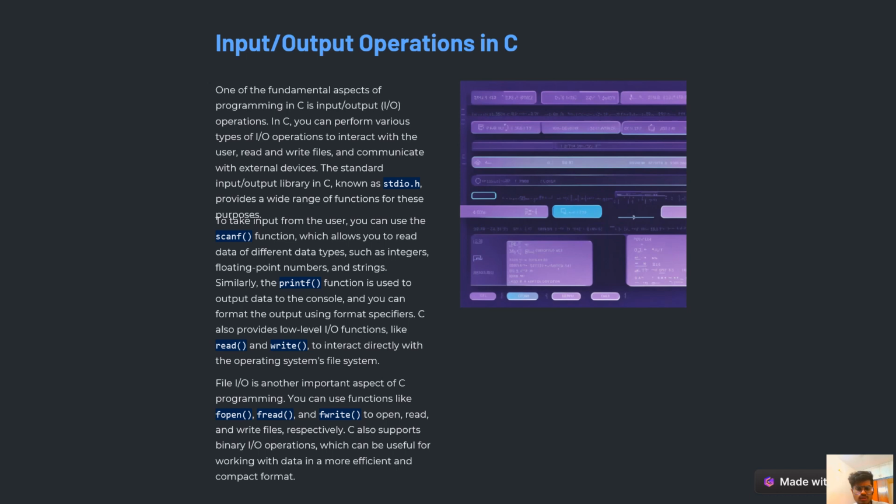File input-output is another important aspect of C programming. You can use functions like fopen, fread, and fwrite to open, read, and write files, respectively. C also supports binary input-output operations, which can be useful for working with data in a more efficient and compact format.